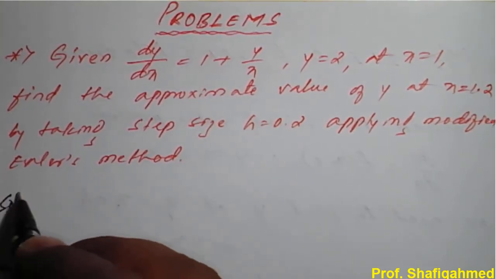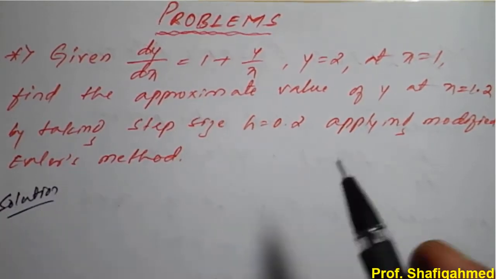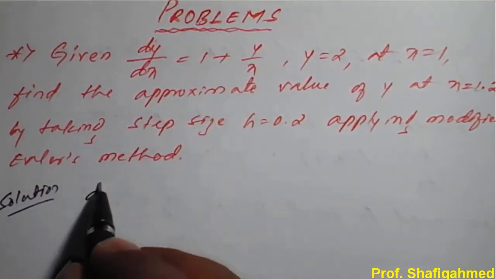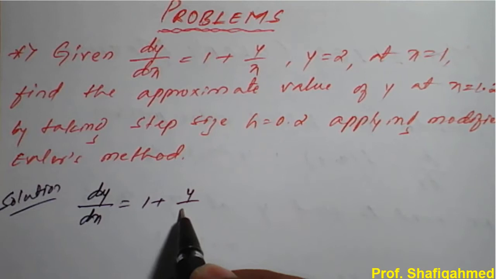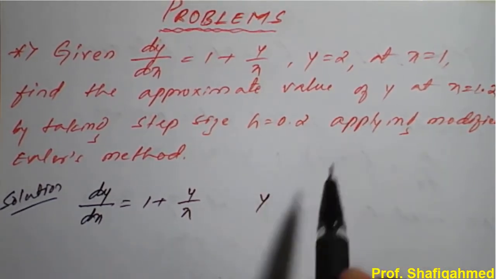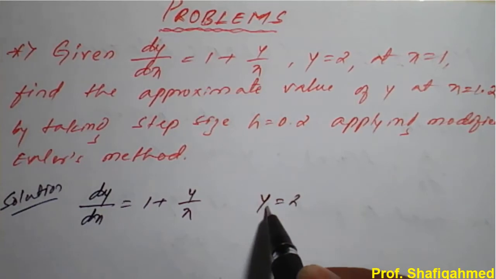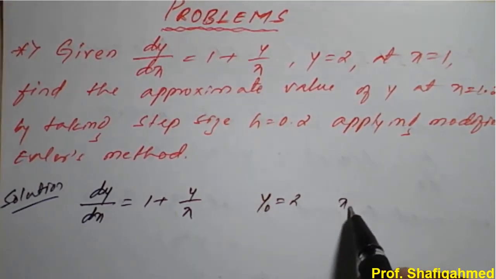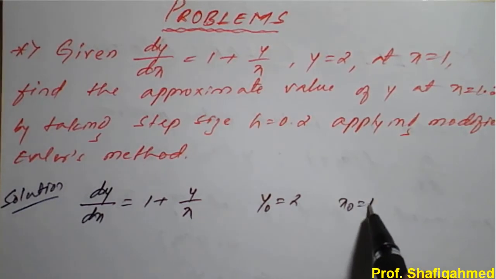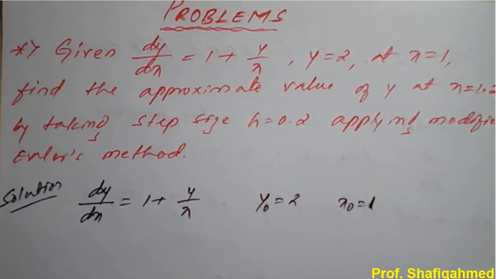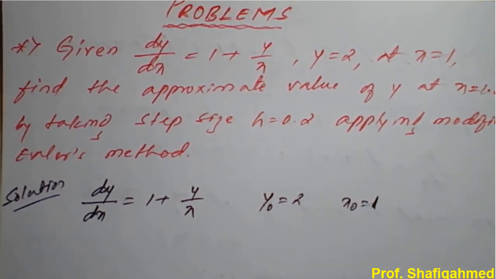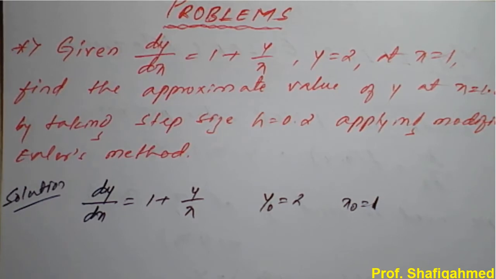Solution. The given differential equation is dy/dx = 1 + y/x, and the initial value of y is 2, that is y0 = 2 and x0 = 1. Whatever x and y values are given, we need to find at x = 1.2. So first we have collected the given data, then we need to find the value of y(1.2).